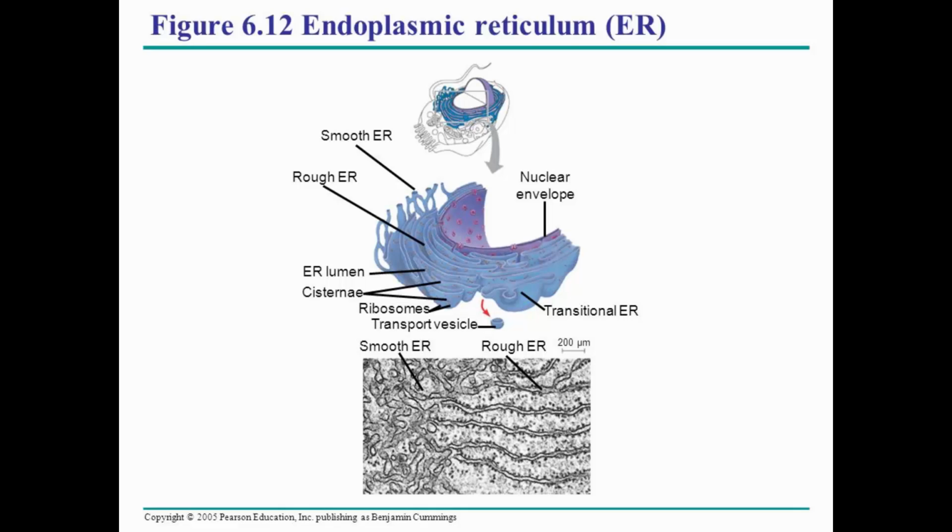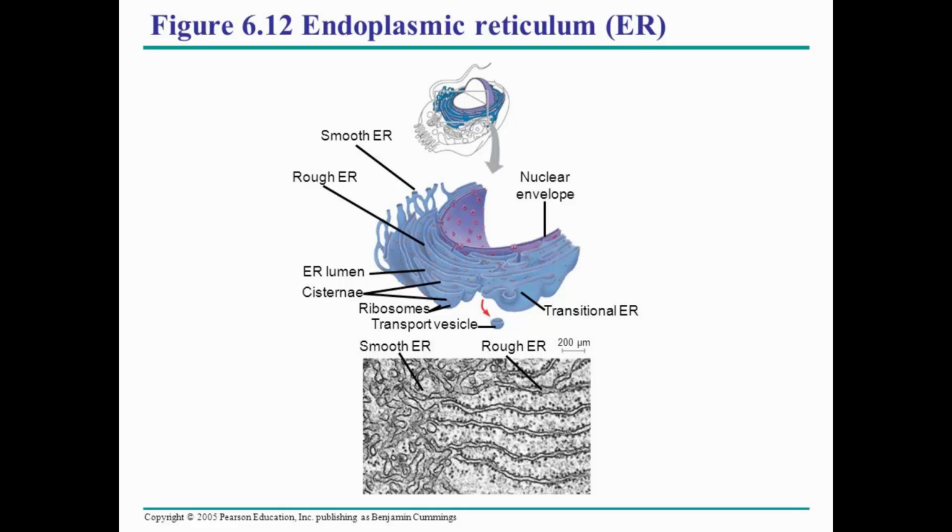This is the rough ER. And then the smooth ER looks a little bit different. It doesn't have the ribosomes. It also is a different sort of structure. It has these branching shapes that you can see in the smooth ER over here.